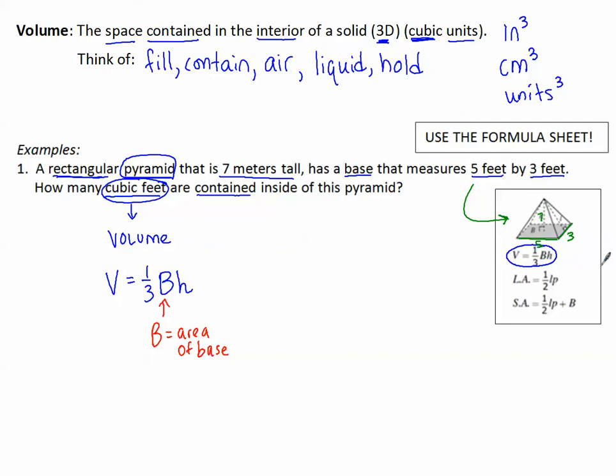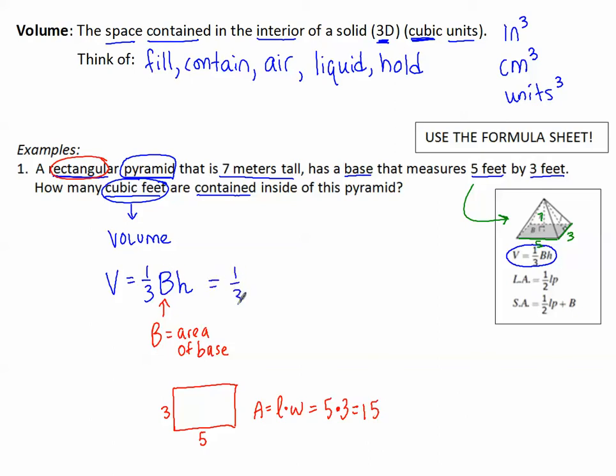So we need to first calculate the area of the base. Now this base is a rectangle. So we want to think of rectangle, and going to our formula, we see that the area of a rectangle is the length times the width. The length is 5, the width is 3. So we're using 5 times 3, or 15, for the area of the base.